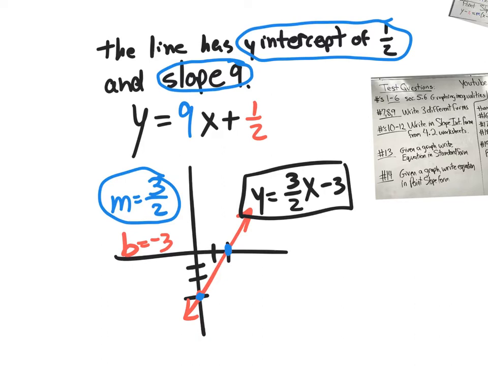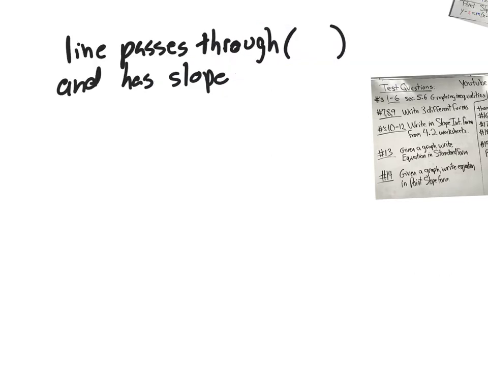Now, there is a third type of question where I ask you to write it in slope-intercept form. That's a little more challenging, where I give you a point and a slope. So here's another type of question where I tell you a line passes through a certain point. Give me any point. -2 what? -2 comma 3. Okay. And it says, and has the slope. Give me a slope.